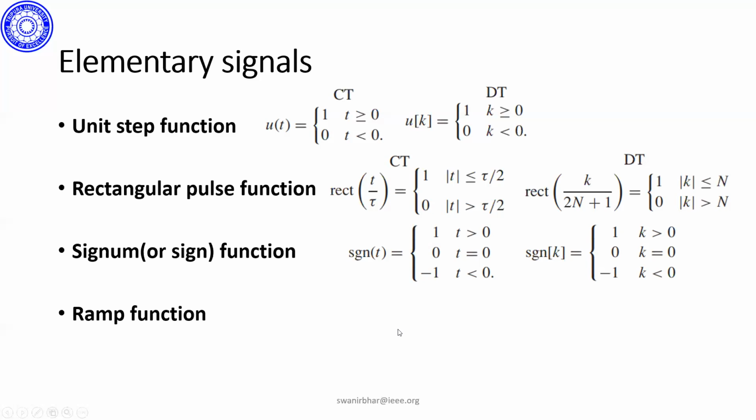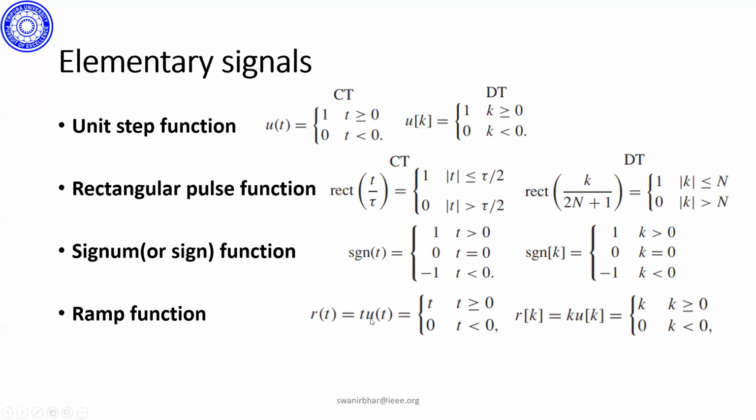The ramp function is a continuously increasing function, so t u(t). So t is the time multiplied by u(t), the unit step. So the unit step is multiplied by time. Same thing here, k u(k).